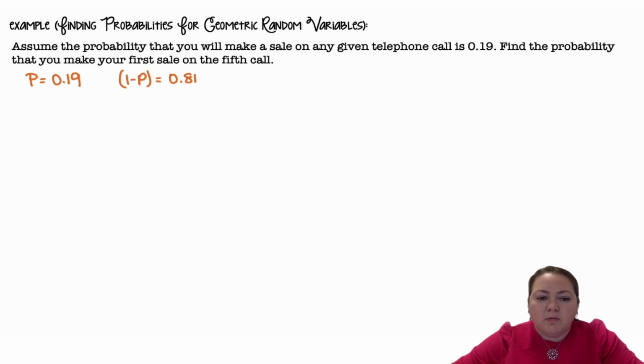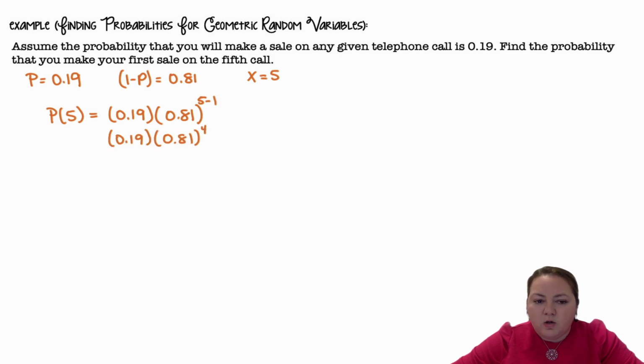1 minus P would be 1 minus 0.19, which is 0.81, and X is 5. So if I use my formula, probability of 5 is equal to the probability of success, 0.19, times the probability of failure, 0.81, raised to the x minus 1, so 5 minus 1 would be raised to the 4th. So I'm going to have 4 failures and then a success, which makes sense because my first success is not going to be until the 5th call, which is 0.082.